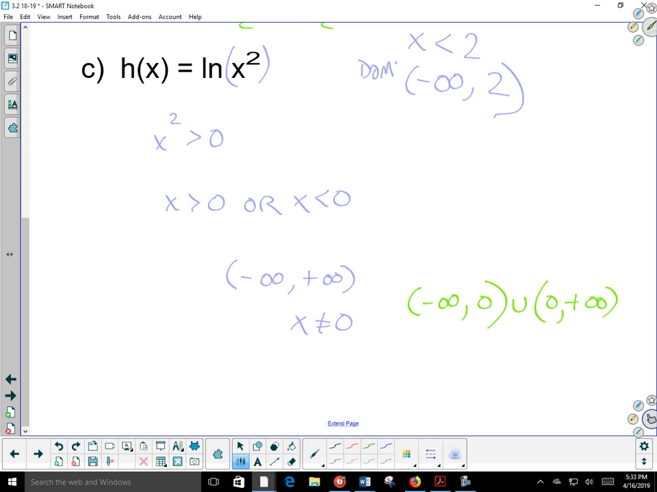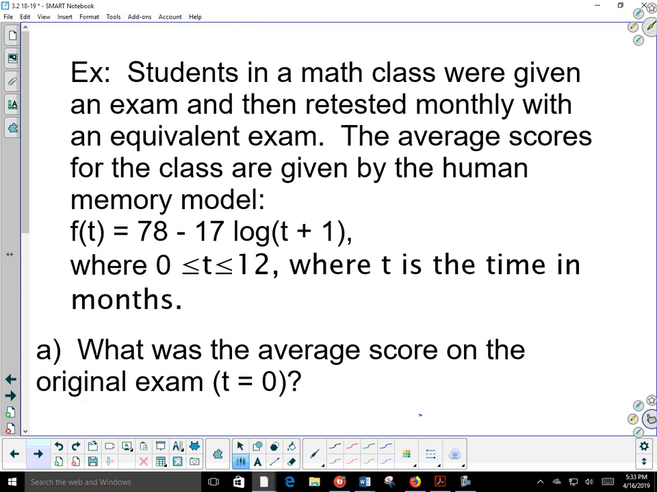Okay, so that's that one. All right, that brings up this example. Students in a math class were given an exam and then retested monthly with an equivalent exam. The average scores for the class are given by the human memory model f of t equals 78 minus 17 times log of t plus 1, where t is between 0 and 12, and t is the time in months. So what was the average score on the original exam?